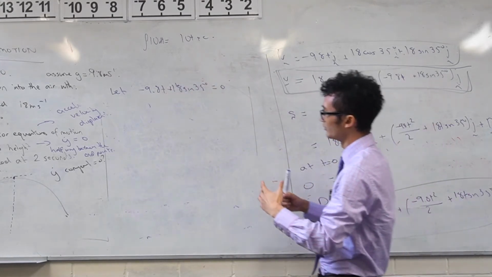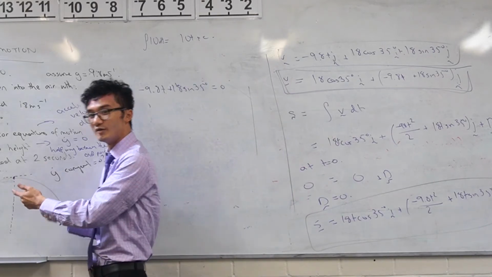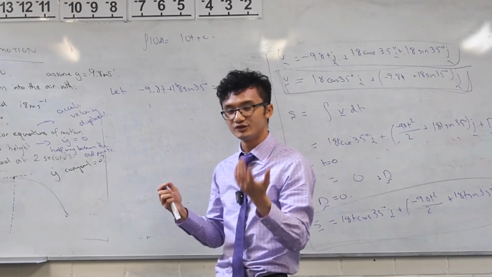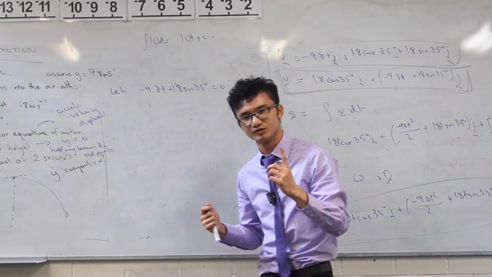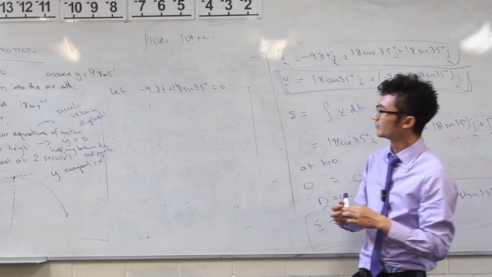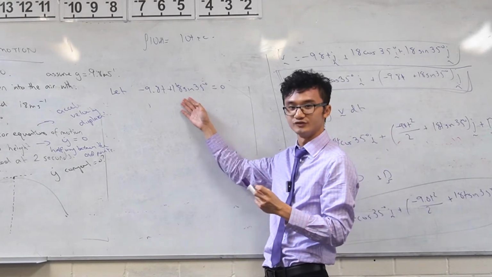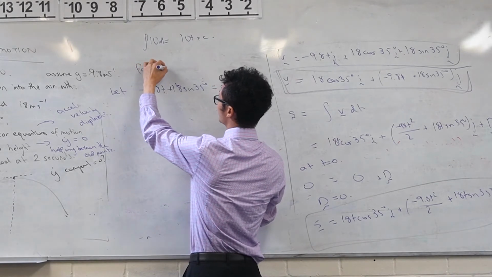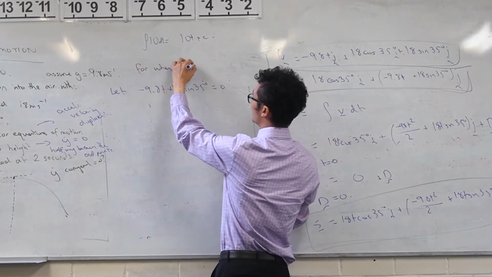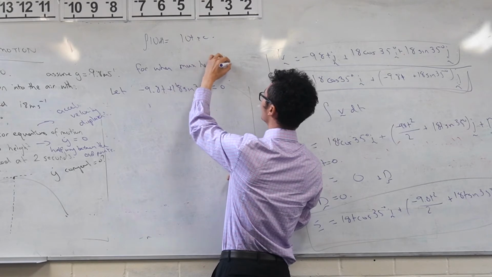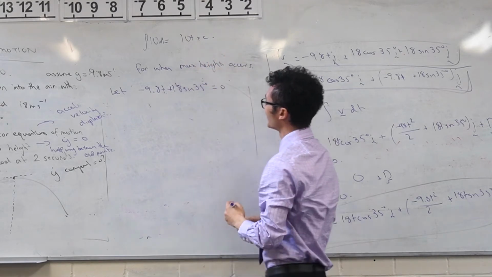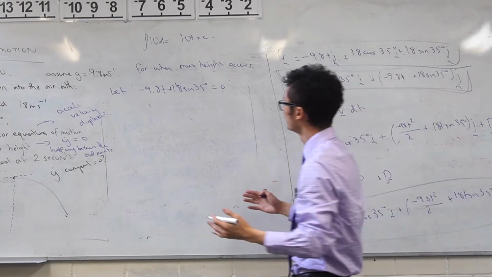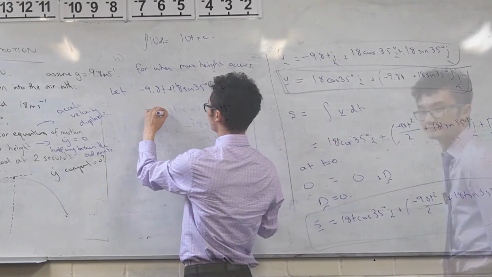Okay, what am I solving for here? Well, remember, I want to find the maximum height, but right now this is in terms of t, right? So let's go ahead and solve that. When I do solve that, I'm going to have to do something else. What else will I have to do? Because what am I finding here when I solve for t? What am I actually doing? Yeah, that's exactly right, Jay. So for when max height occurs, again, communicate what you're doing: let negative 9.8t plus 18 sine 35 equal to 0. And then we can go ahead and solve that.